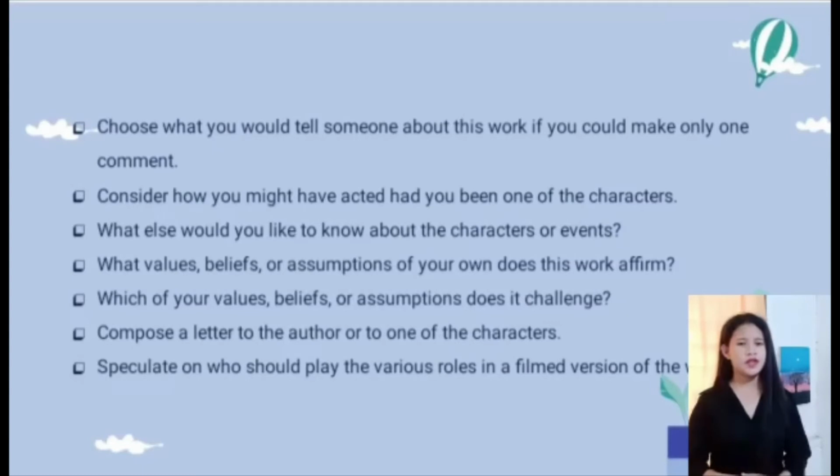What values, beliefs, or assumptions of your own does this work affirm? Which of your values, beliefs, or assumptions does it challenge? Compose a letter to the author or to one of the characters. Speculate on who should play the various roles in a film version of the work.